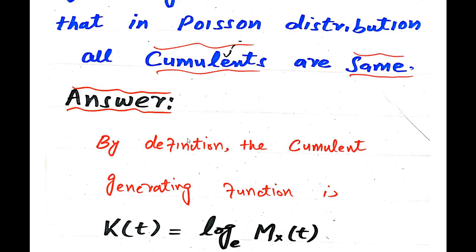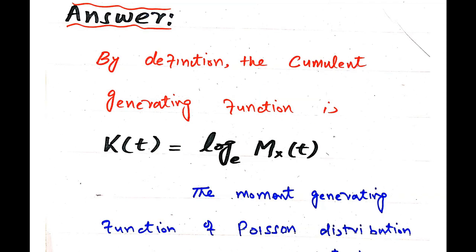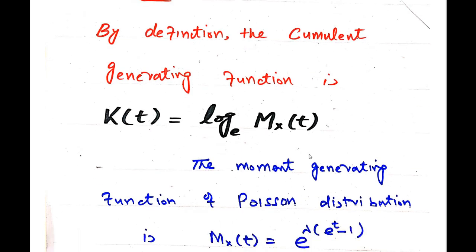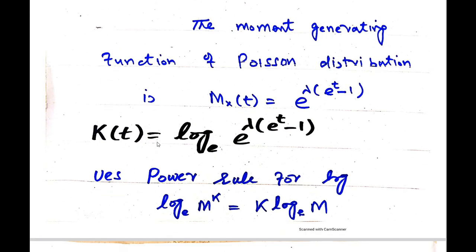So by definition of cumulant generating function, it is represented by K of t. Mathematically, K of t is equal to log of E of e power xt. The moment generating function of Poisson distribution, that we already proved, M of x t is equal to e power lambda into e power t minus 1. So put this value of moment generating function in this equation. K of t is equal to log of e power lambda into e power t minus 1.